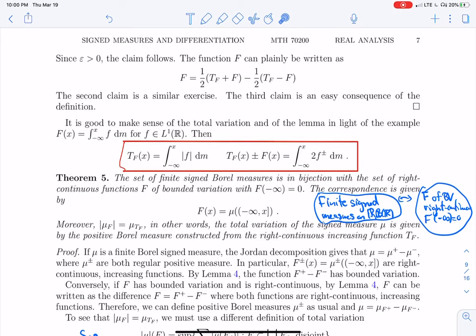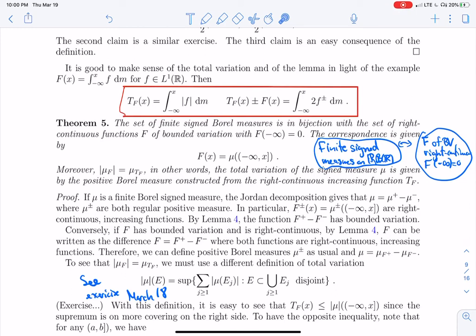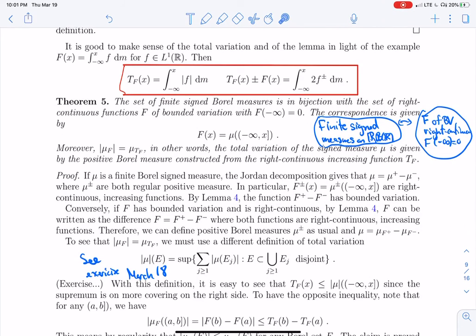All right, so that's the total variation, and so we're almost done. Remember that the goal today is to relate signed measures on R with functions of bounded variation. So here's the correspondence. Any finite signed measure on R gives you a function of bounded variation that is right continuous. Since measures are defined by a difference, the correspondence is up to some normalization, and we choose f at minus infinity equal to 0. So that's the correspondence between the two.